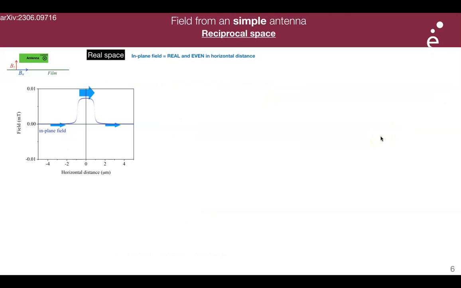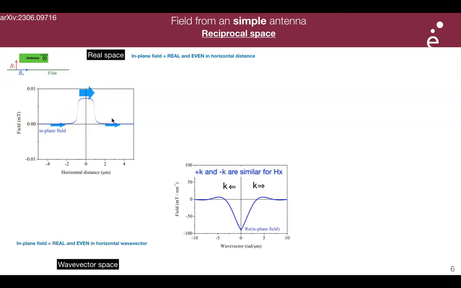So that was how you could see the helicity mismatch in real space. Let's now look at it in reciprocal space, because when we deal with waves, it's very often much more practical to look at them in reciprocal space. So that was the spatial profile of the in-plane field below the antenna in real space. You can see that it's a real function, of course, it's a field, and it's even versus horizontal position. So since it's in real space, it's a real and even function. In reciprocal space, it will also be a real and even function, but now of the horizontal wave vector.